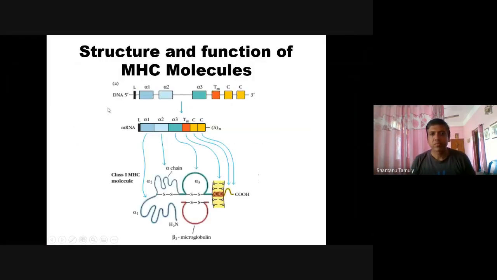Now this is in continuation of the structure of the MHC molecules. You can see this is the DNA, and these are the genes: alpha 1, alpha 2, alpha 3, TM, C, and this is C. So they have 1, 2, 3, 4, 5, 6, and 7. Not 7, 6. So we have 6 genes, and these 6 genes lead to the production of this MHC complex.